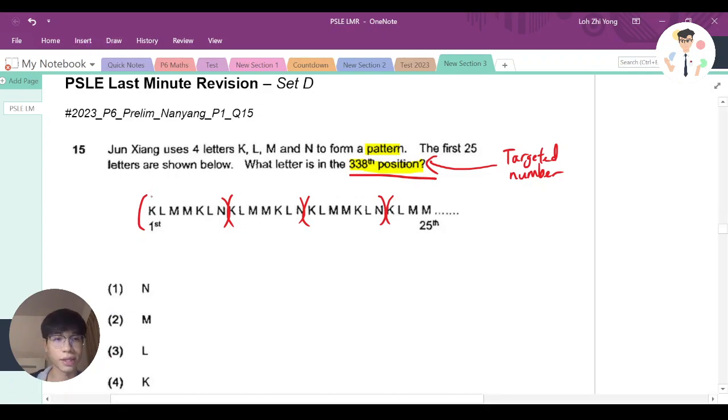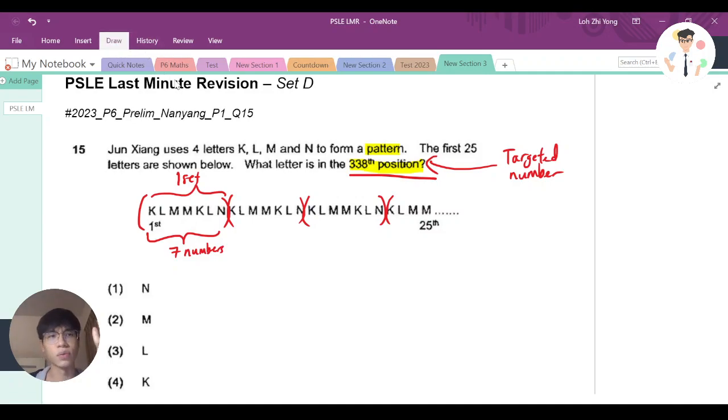So this is what I call one set, which means this set is being repeated many times. And now I want to find what is the 338th position. So the next thing I should find is how many letters there are in one set. If you count 1, 2, 3, 4, 5, 6, 7, you will notice that there are 7 letters. Once I found all this, what do I need to do?